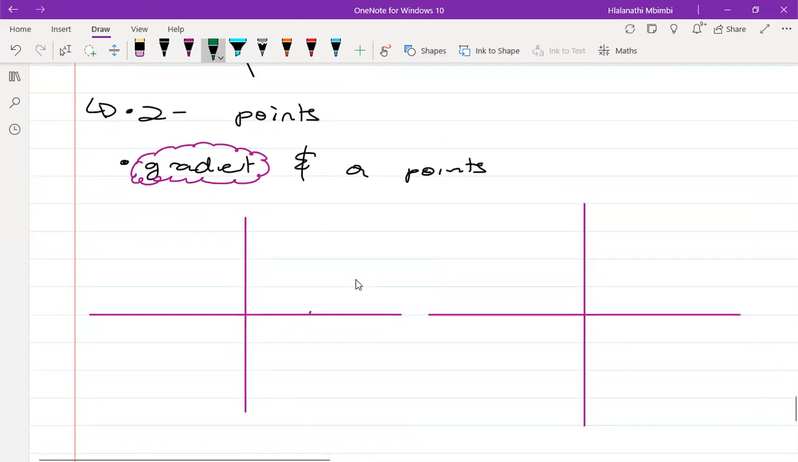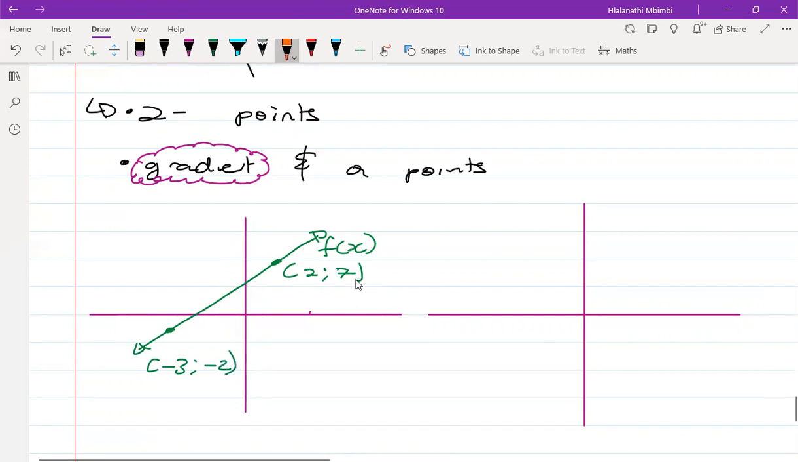I'll give you a graph that is like that. That's f of x, and it has a point there that is 2 and 7. And I'll give you another point there that is -3 and -4. Anyway, I'll give you that.